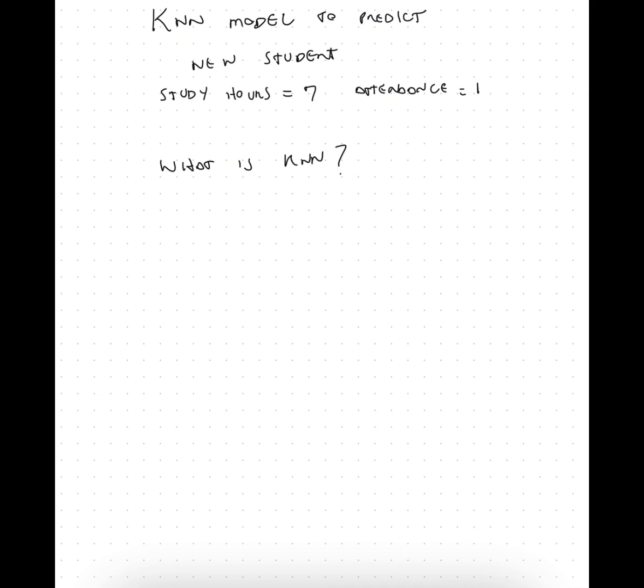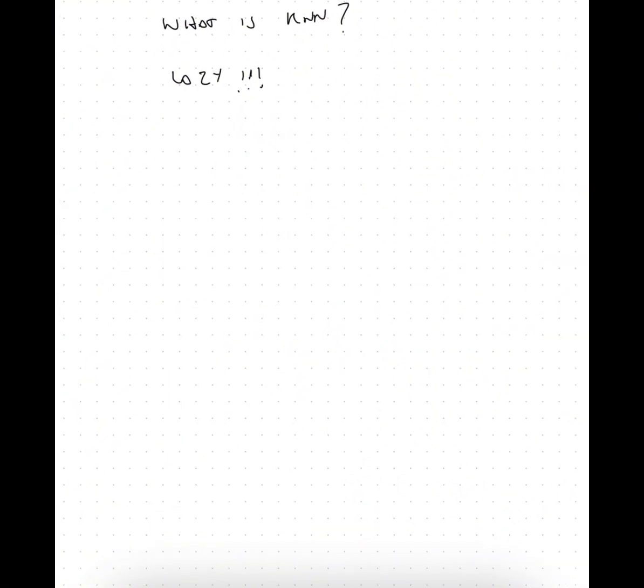To decide who the nearest neighbors are, KNN uses a distance metric, most commonly Euclidean distance, to measure similarity between the new point and the training data. One key feature of KNN is that it's lazy. No training step is needed. It performs computation when making predictions, which makes it simple but potentially slow on large data sets. Let's apply KNN to our new student.